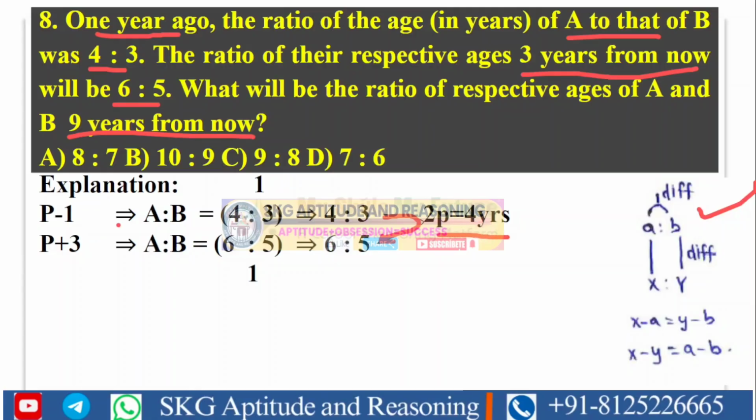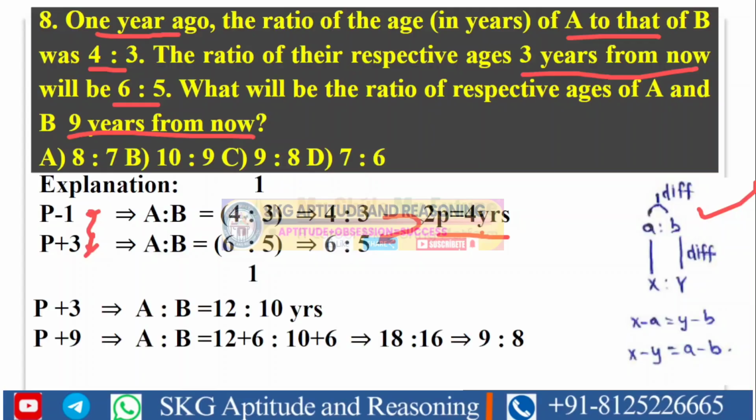So those 2 parts will be equal to 4 years. How do I get 4 years? Here 1 year back and here 3 years after. So if I add these two things, I will get 4 years. 2 parts will be equal to 4 years, which means one part will be equal to 2 years. Now let us directly find the P plus 3 ages instead of finding the present ages.